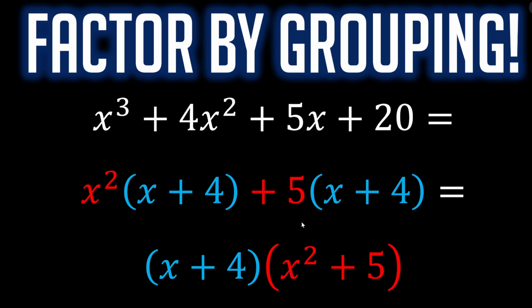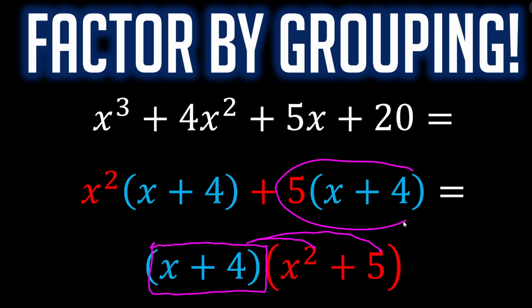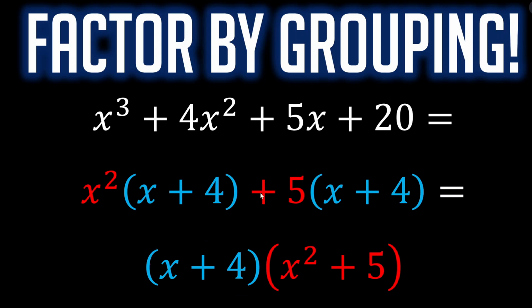So how can we check our work? Well, we're thinking about distributing this entire thing. Don't FOIL, don't draw a box, just distribute this entire thing times x squared. That's what we have here, x squared times x plus 4, and then times 5. That's what we have here. So this equals this, which equals this, and that's what we want to do when we factor. We don't want to change the expression. They should all be equal.